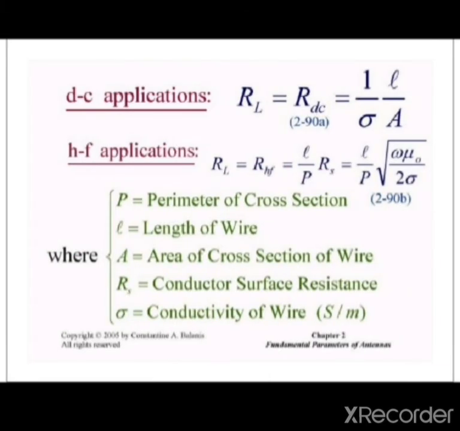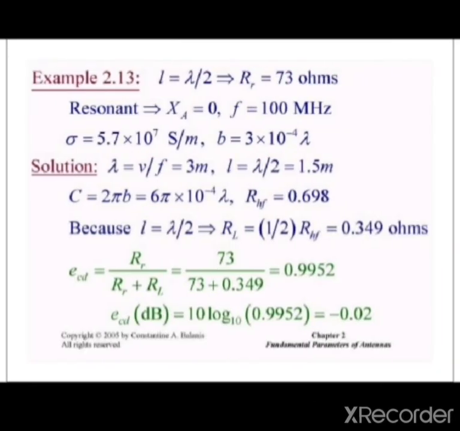Therefore, for DC applications we take RL equal to RDC, which is rho L by A generally, that is 1 by sigma into L by A. Similarly, for HF high frequency applications, RL is equal to RHF, which is equal to RS into L by P, where P is the perimeter of the cross section. Sometimes you say that A is also used. Here L is the length of the wire, A is the area of the cross section of the wire, RS is the surface resistance of the conductor, and sigma is the conductivity of the wire in Siemens per meter.